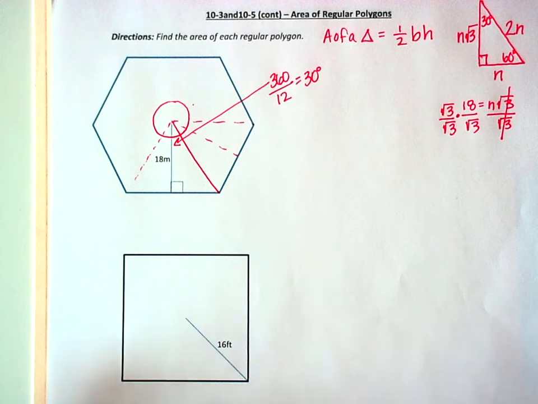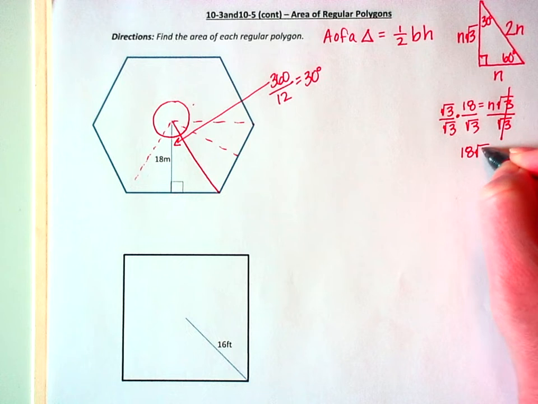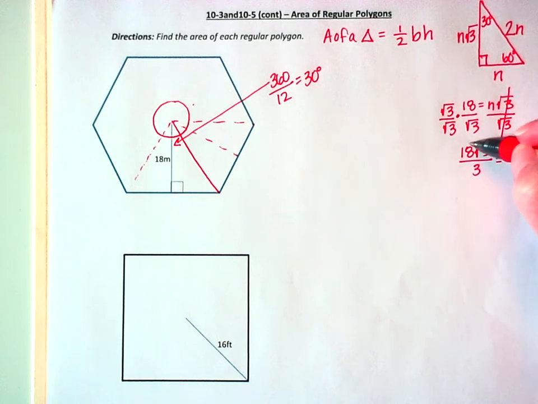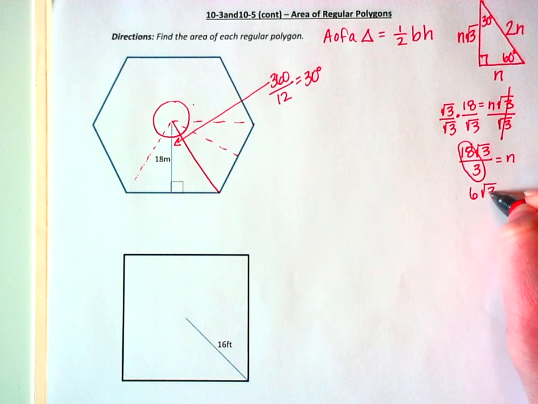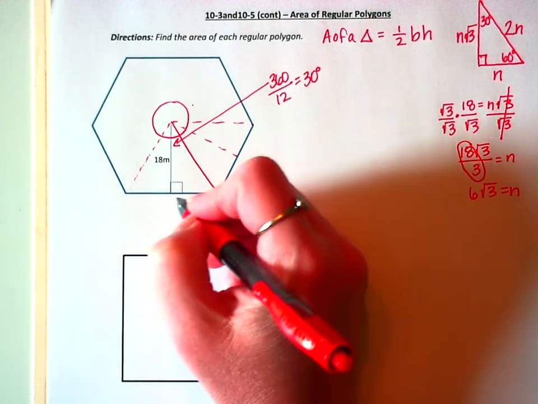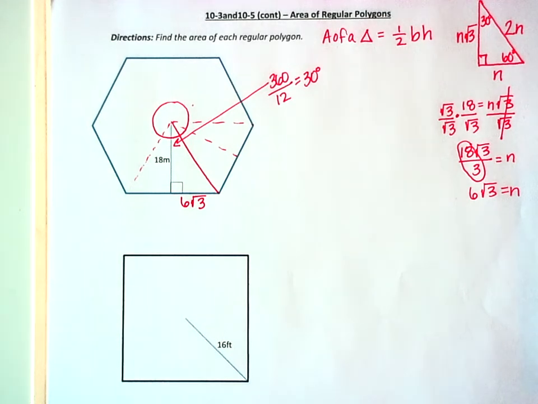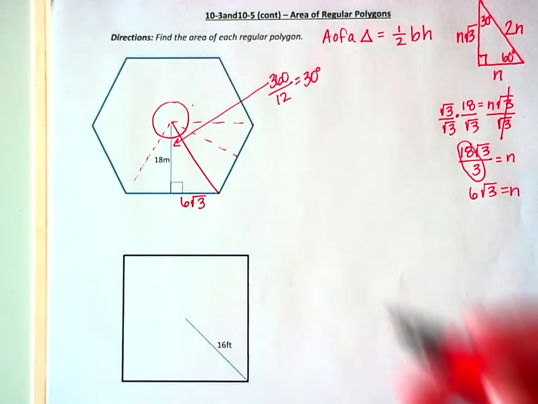It doesn't change the value, okay? It just changes the appearance. So our number now looks like this. There's 18 square root 3 in the numerator and 3 in the denominator. And then that 18 divided by 3 can be simplified. So n is 6 square root 3. So that goes here, 6 square root 3. Okay, so now I can go ahead and find area.